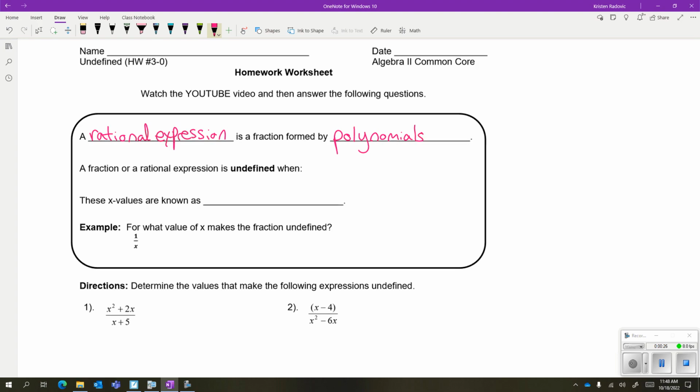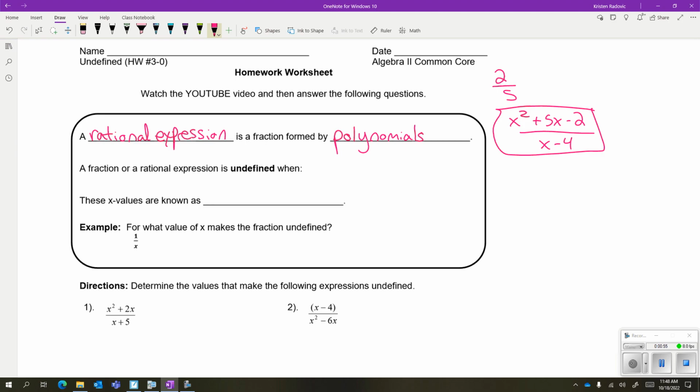So we are used to regular fractions, and a regular fraction would be like 2/5, right? But a rational expression is going to have something like x squared plus 5x minus 2 in the numerator, and then x minus 4 in the denominator. So this is what we're going to start working with. We're going to be working with fractions with polynomials, and that's just called a rational expression.